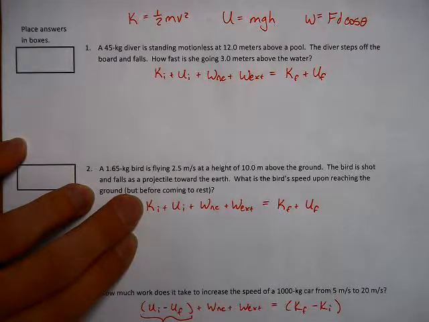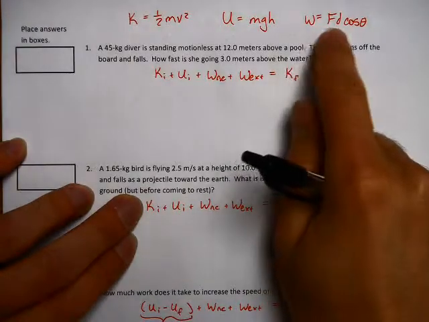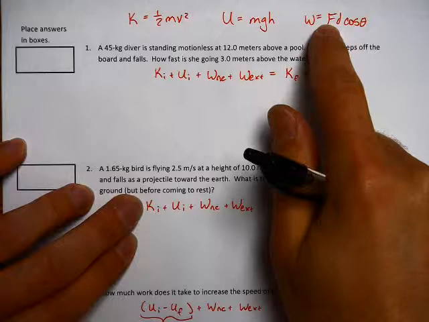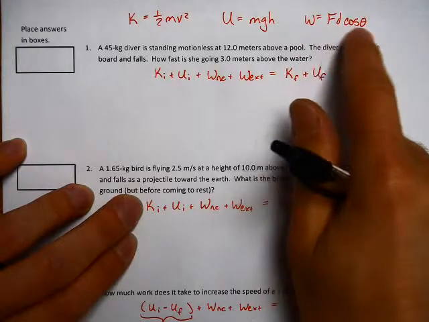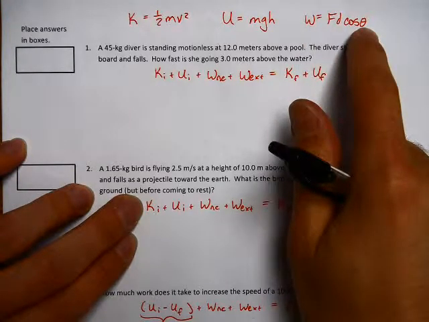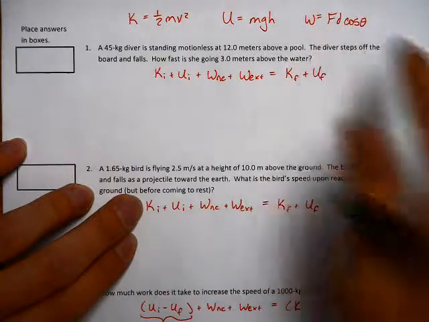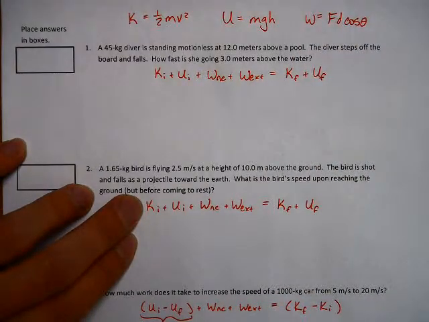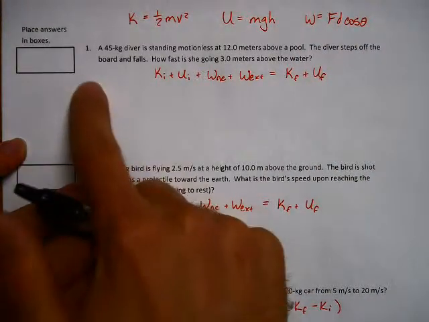and work being a means of transferring energy equal to FD cosine theta, where F is a force, D is a displacement, and the angle theta is the angle between the force and displacement vectors.